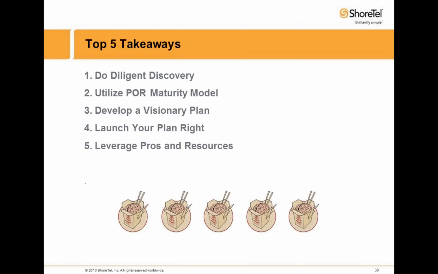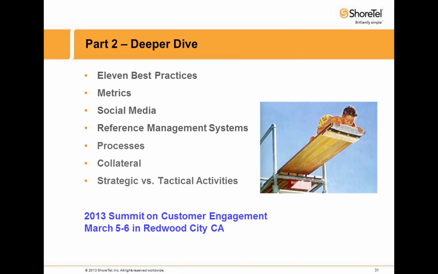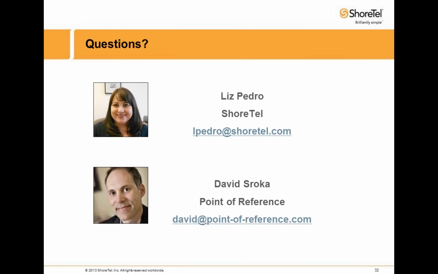Okay, so part 2, what are we going to talk about at the summit if you can join us? We're going to talk about 11 best practices, more on metrics, some on social media, reference management systems a little bit more, some more examples of processes and scripts, collateral and strategic versus tactical. So we're going to dive in a little bit more on what you can do to build your reference program.